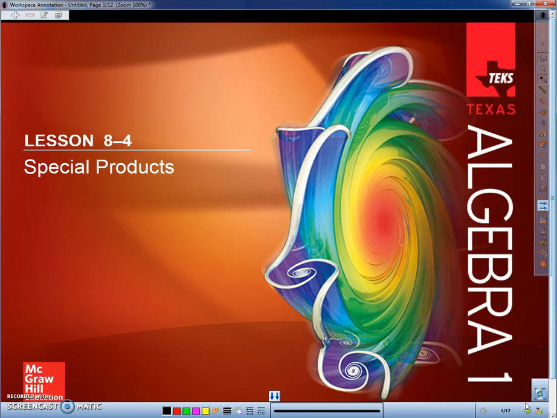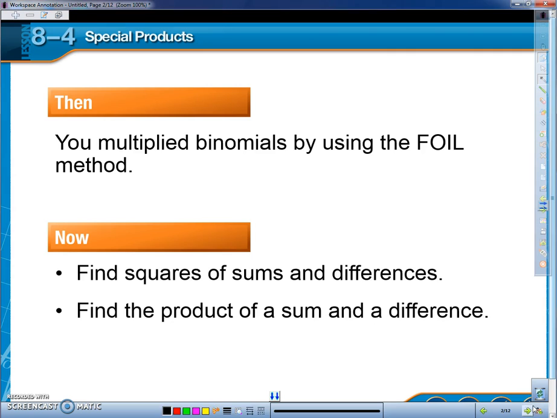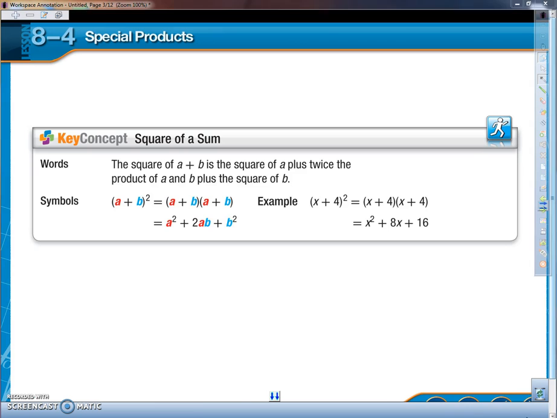8.4 special products. Really, there's nothing different from this section and the last section, except the way that some things just work out. We multiplied binomials by binomials using FOIL. Today we're going to do squares and products of sums and differences. So let's get going. Squares of a sum. If you have a plus b squared, it doesn't matter what a is or what b is, it's always going to be a squared plus 2ab plus b squared.